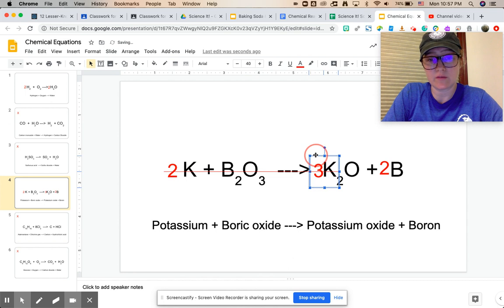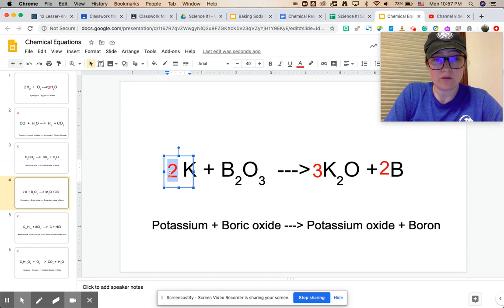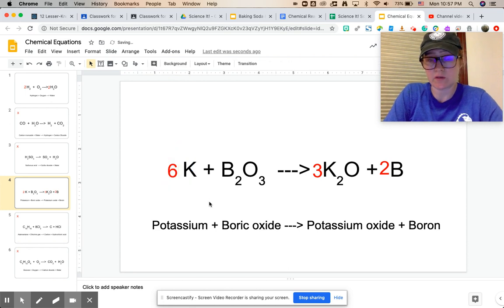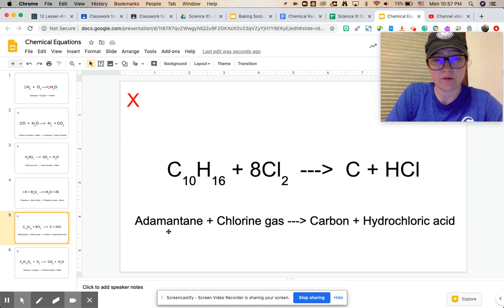Now, you'll see there's something I need to fix. I have 2 borons, I have 3 oxygens, but now I have 3 times 2, I have 6 potassiums. That's easy. I can just go back to here and change that to a 6. Let's check it. 6 potassiums, 3 times 2 is 6, and 6 potassiums. 2 borons, 2 borons. 3 oxygens, 3 times 1, remember this is a 1, 3 oxygens. Okay, now we're balanced. Let's go to the next one.